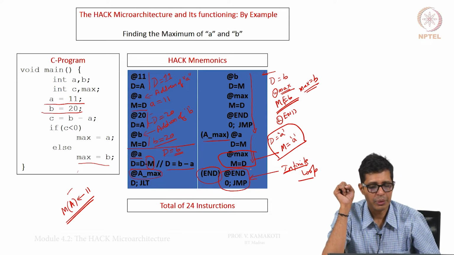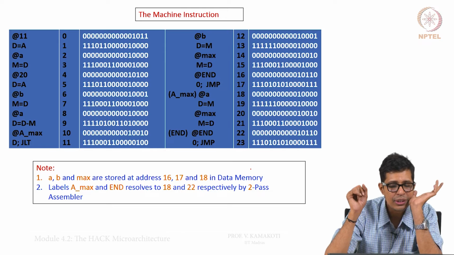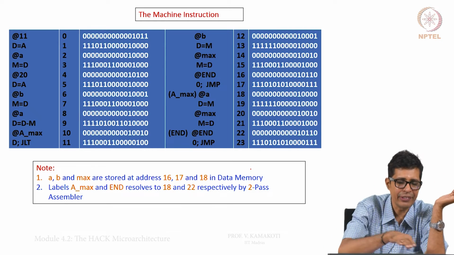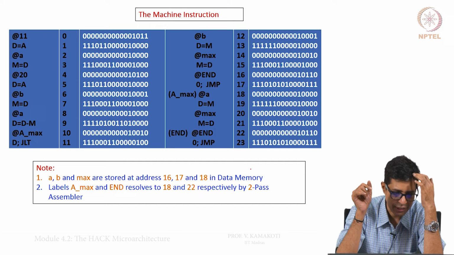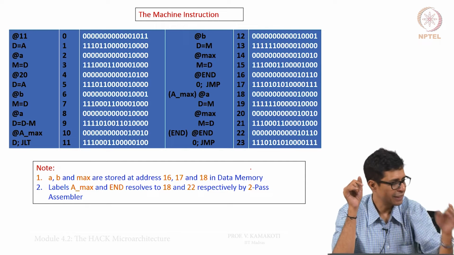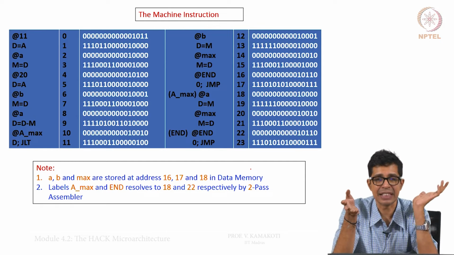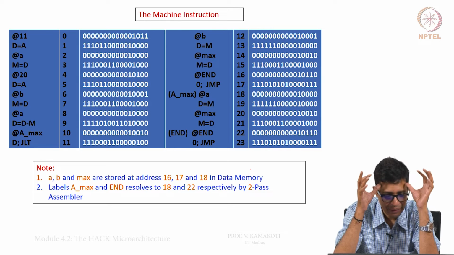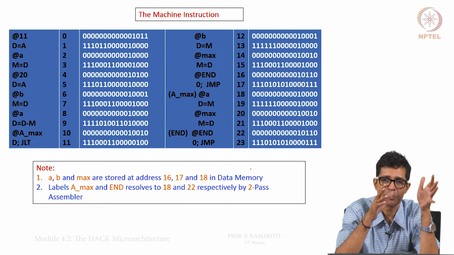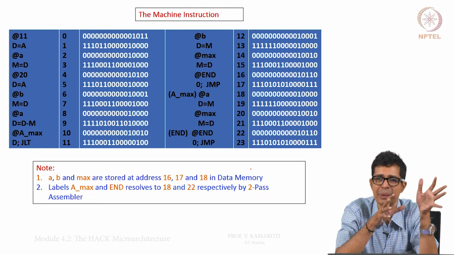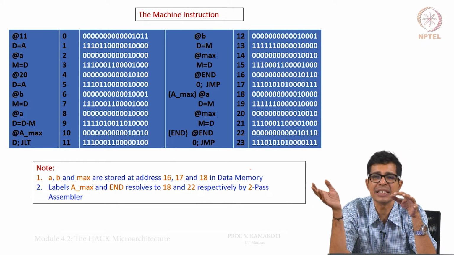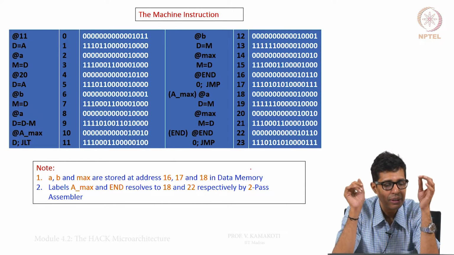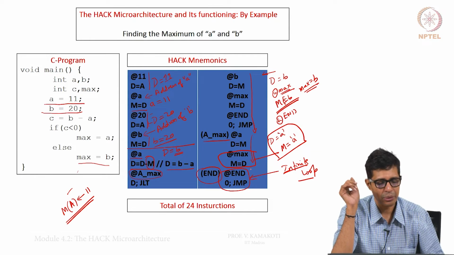Now this is what the corresponding machine instruction would be. So the mnemonic essentially becomes these machine instructions. The translation from the mnemonic to the machine instruction is done by the assembler. We understood what the assembler is, but how the real assembler is constructed we will see in the subsequent modules.